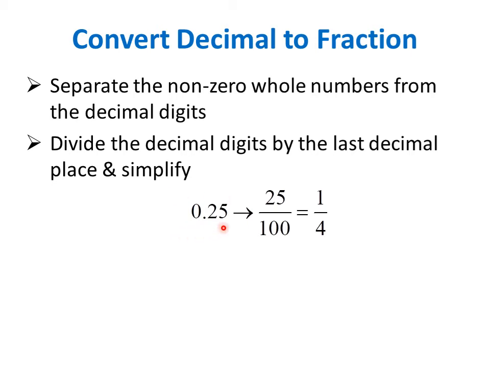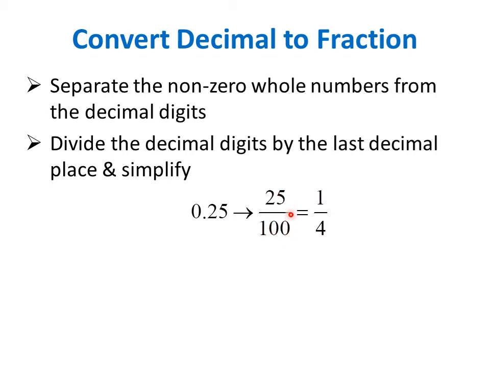Okay, first, let's say we have to convert 0.25 into a fraction. In this case, we don't have a non-zero whole number before the decimal point. So we have to worry only about the decimal digits 25. The next question is, what is the last decimal place? Let's recall, this is the 10th place. This is the 100th place. Therefore, we have to divide 25 by 100.